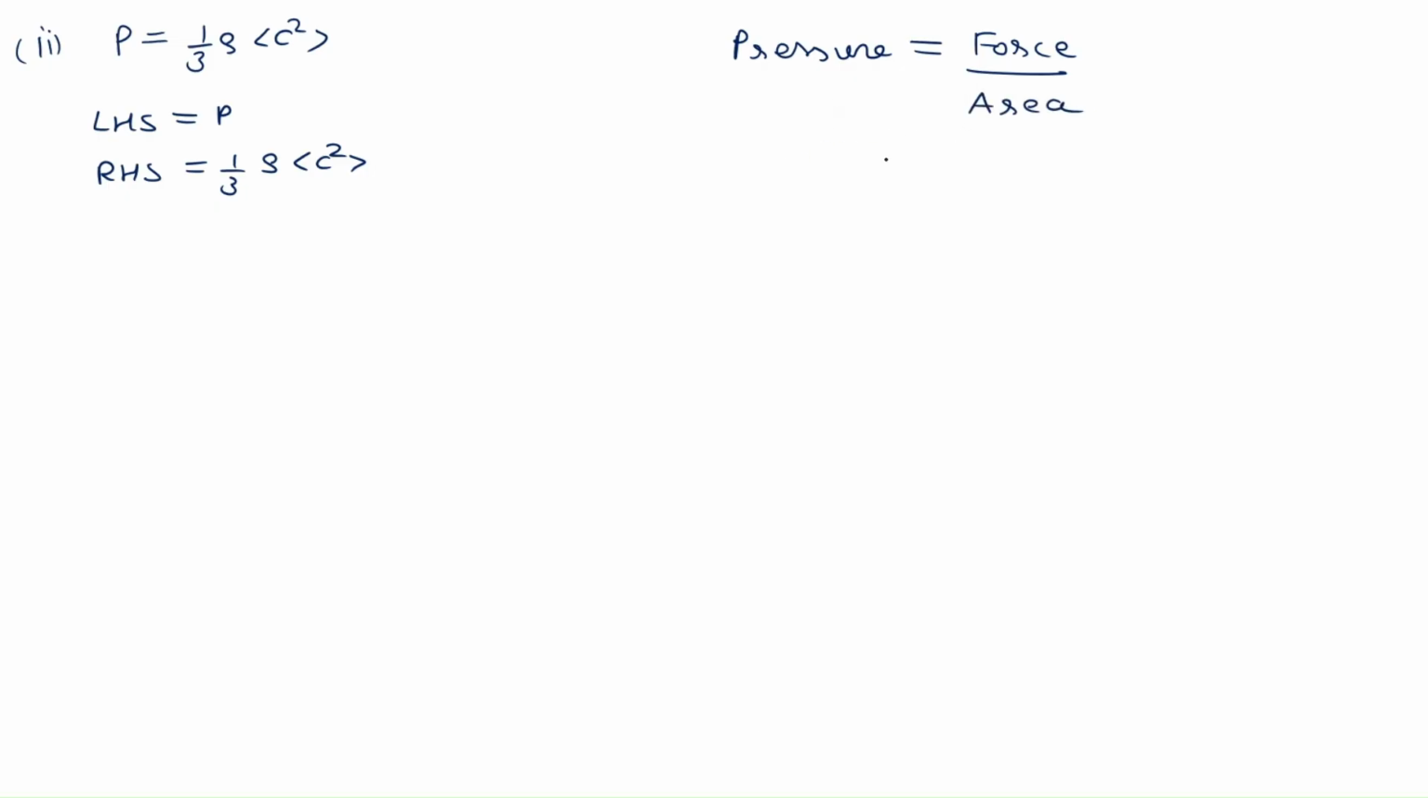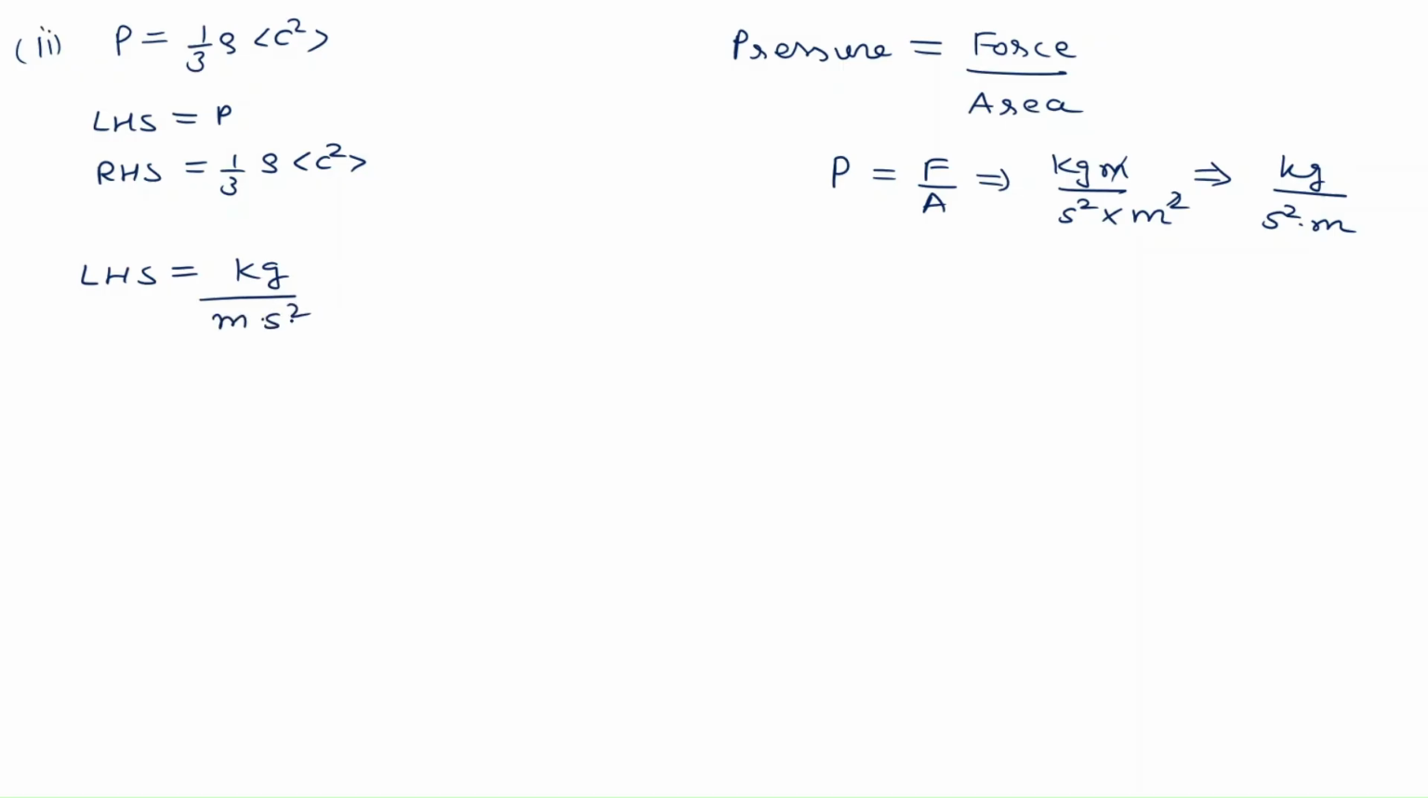Okay. So pressure P is equal to F upon A. We have to find the SI unit of pressure. For that, we know force has the SI unit Newton, and Newton is given by kilogram meter per second square. Here A is the area of any surface. Area means meter square. So we get the SI unit here as kilogram, a constant, and second square into meter. So we write LHS is equal to kilogram per meter second square.